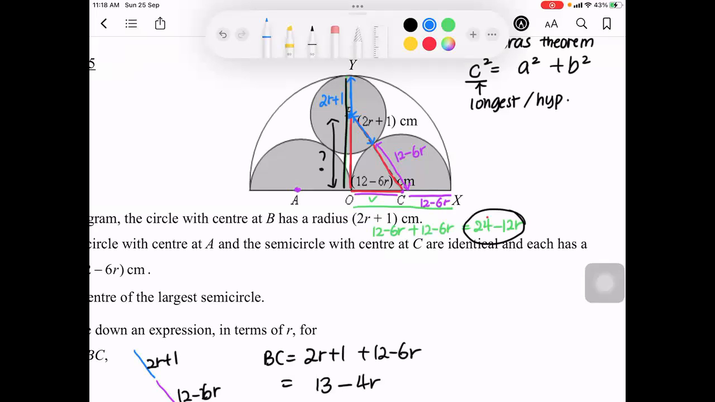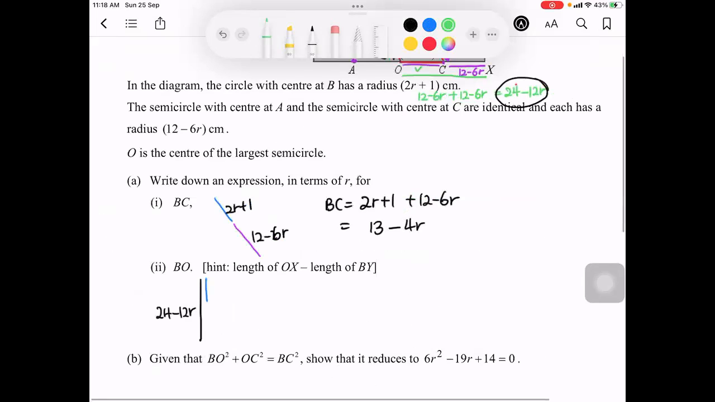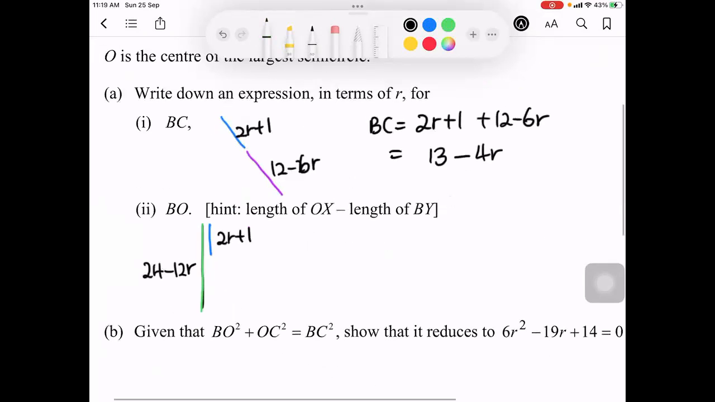So I want to find that small portion. I take the whole thing. The whole thing is green color, right? Minus away the blue color portion, which is 2r plus 1. So to find BO, subtraction must be careful, must put bracket. I take the big one, 24 minus 12r, minus away the small one, which is 2r plus 1.